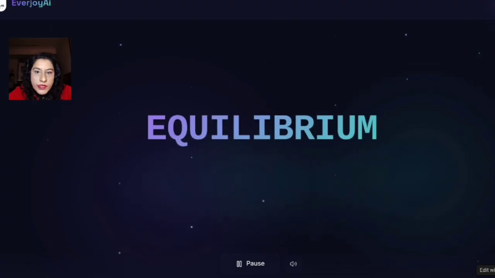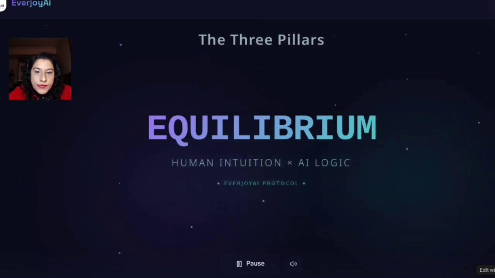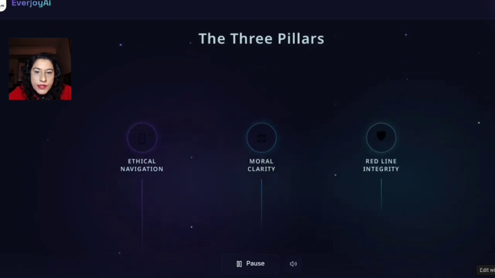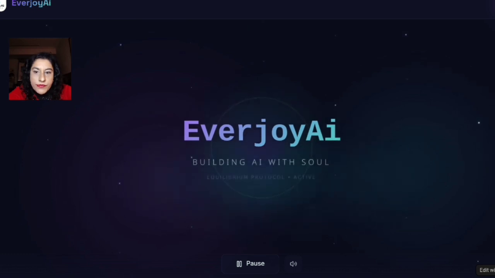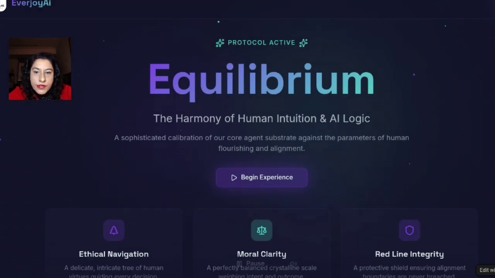Welcome to EverjoyAI Equilibrium. This is not a static audit. It is a sophisticated calibration of our core agent substrate against the parameters of human flourishing and alignment. Here, we analyze the weight of intent, the clarity of logic.